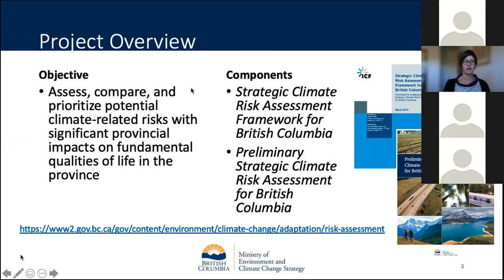We have a couple of documents that are available. The first one is the methodology, the climate risk assessment framework, and then the preliminary strategic climate risk assessment for British Columbia, which includes the assessment of the 15 risks that we looked at. You can find these documents by copying down this very long URL, or you can also just go to your search engine and look for BC Climate Risk Assessment. You will find those documents. Next slide, please.